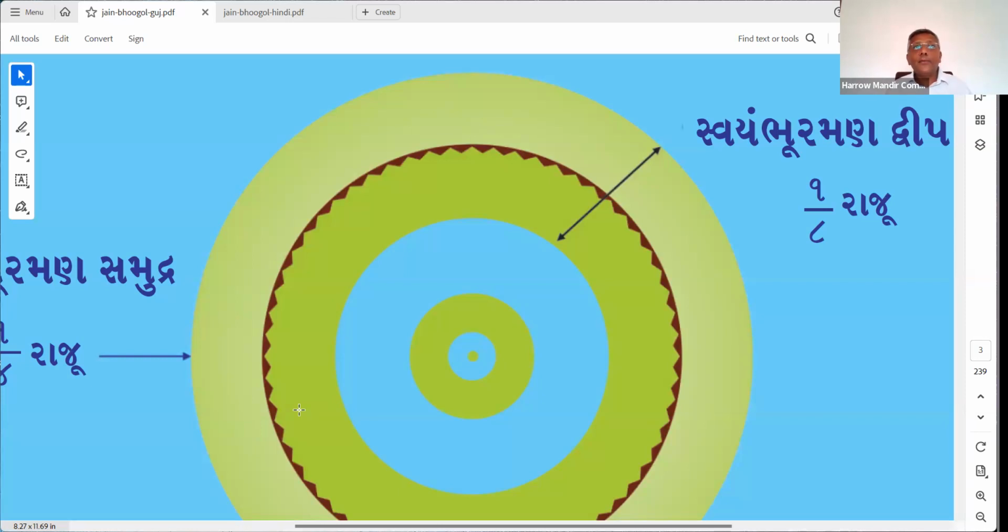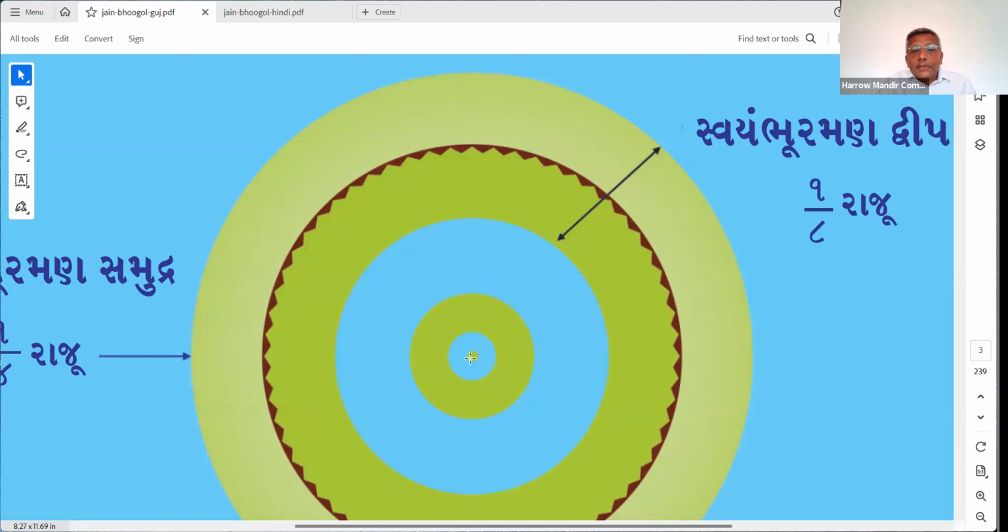So 100,000 yojans, we've said one yojan is equal to 4,000 miles. So 4,000 times 100,000, that's 4 million, right? So this island of Jambudweep is 4 million. So the next ocean is how many millions at one end? Yes, Javish? 2 million on each side.